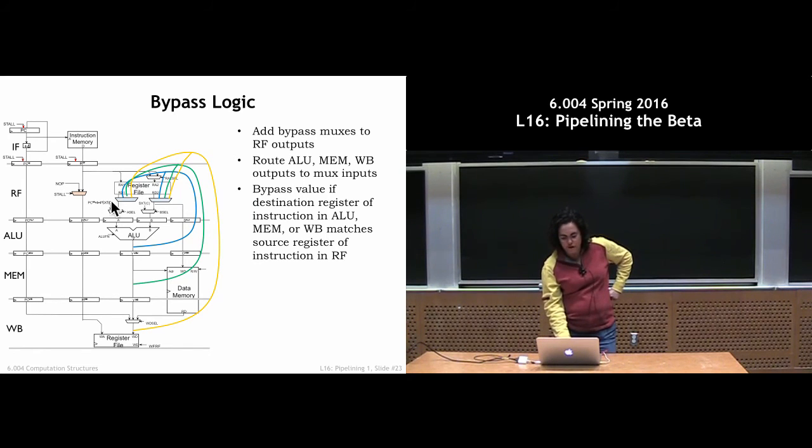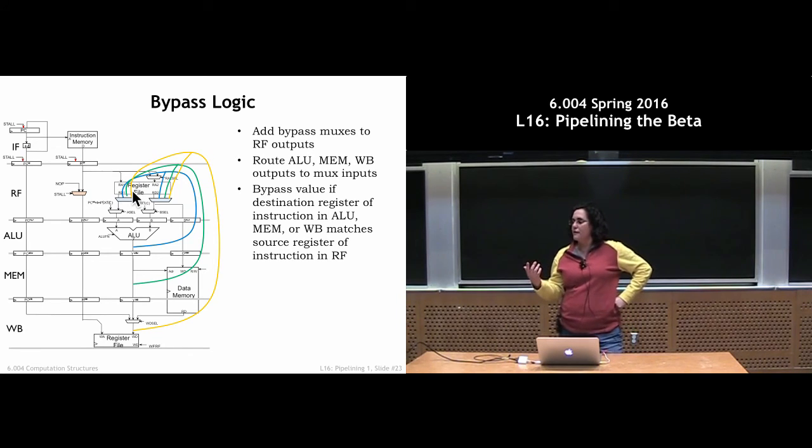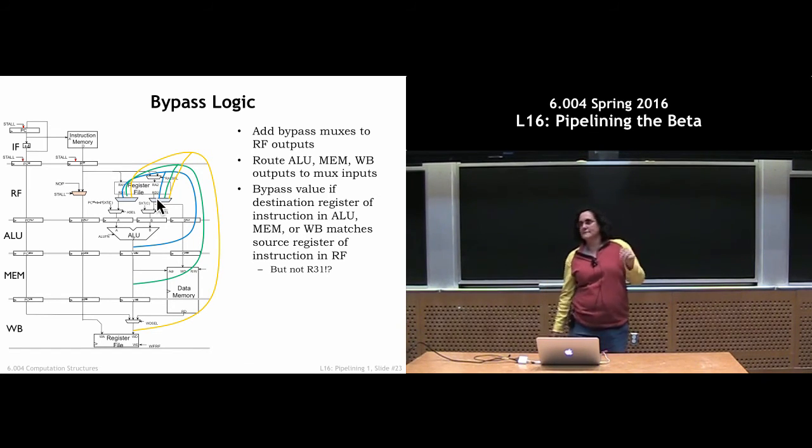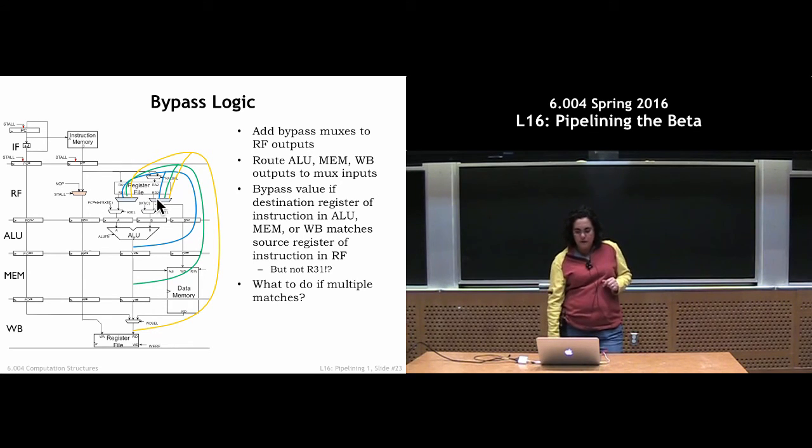So determining whether or not we're going to use one of these bypass paths uses that same logic that we had for the stall, which is that if the destination register of my ALU, memory, or write-back stage happens to be the same as one of my source registers in my RF stage, then that means that I want to actually use a bypass path. Again, for R31, we can special case it so that we don't actually use a bypass path in that situation.